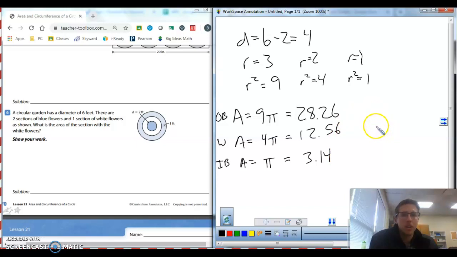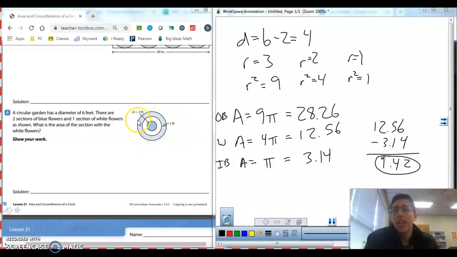So, that white part, you need to take 12.56, and you need to take out that inner blue, because that's not part of it, right? You need to take away 3.14, which would get you to 9.42. So right now, we've got the area of the white minus the area of the blue inside of it, and that will get you how much the area of the white is. So this is actually your answer. Okay, that's your answer.